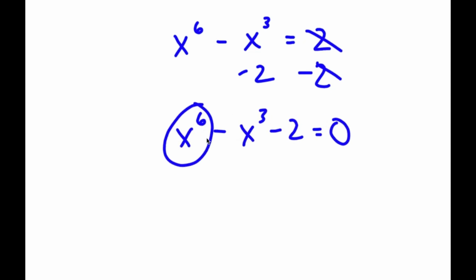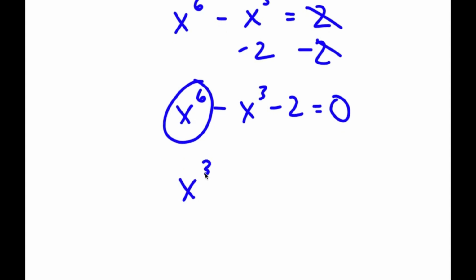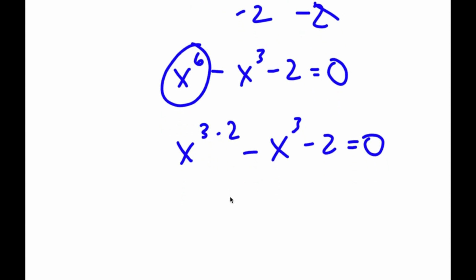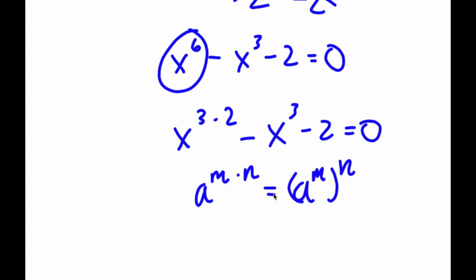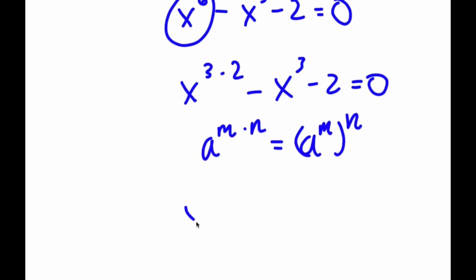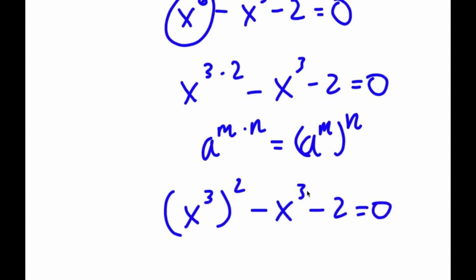Now, x to the power of 6 here, I'm going to rewrite as x to the power of 3 times 2. And if I have something in the form a to the power of m times n, this is equal to a to the power of m to the power of n. So x to the power of 3 times 2 here, I'm going to rewrite as x to the power of 3 to the power of 2. So I have this minus x to the power of 3 minus 2 is equal to 0.